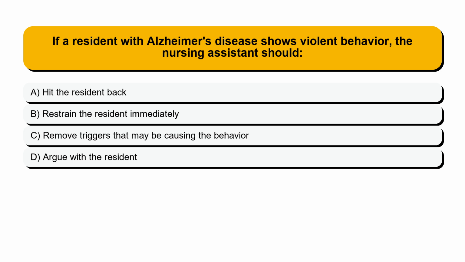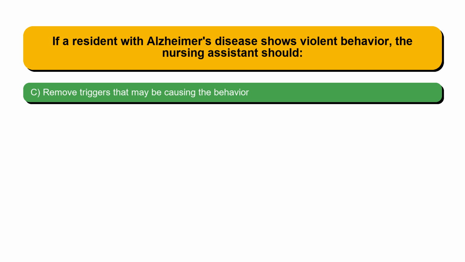If a resident with Alzheimer's disease shows violent behavior, the nursing assistant should: Option A, hit the resident back. Option B, restrain the resident immediately. Option C, remove triggers that may be causing the behavior. Option D, argue with the resident. The correct answer is option C, remove triggers that may be causing the behavior.